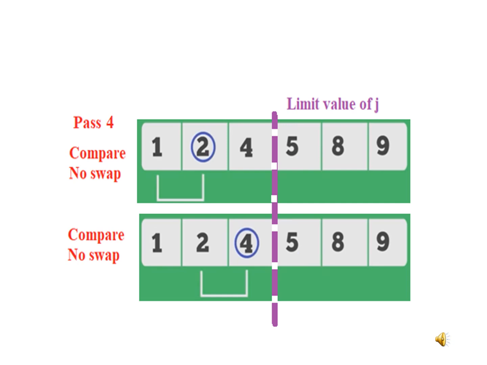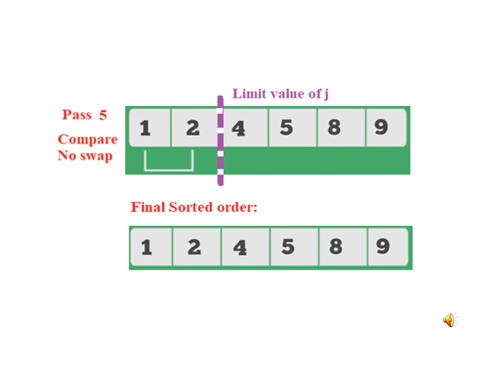Next we have to compare 8 and 9. 8 is less than 9, so we don't perform swapping. Last one is part 5. We have to compare 1 and 2. 1 is less than 2, so we don't perform swapping. Finally we get a sorted order, that is 1 2 4 5 8 9.